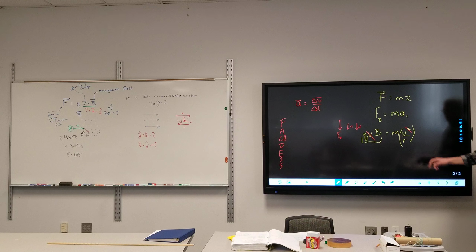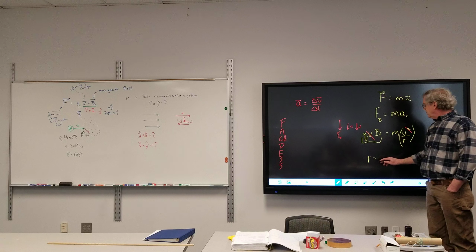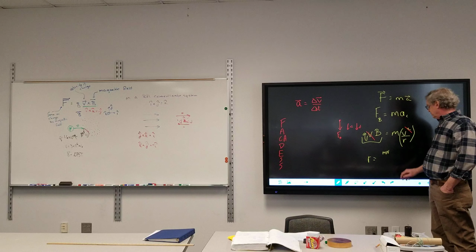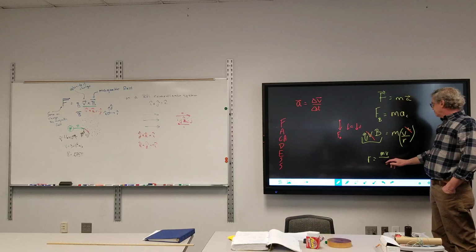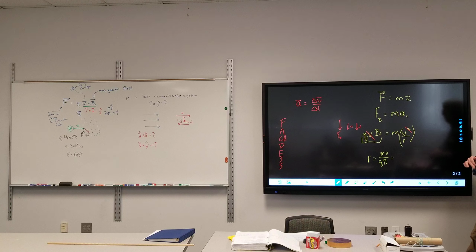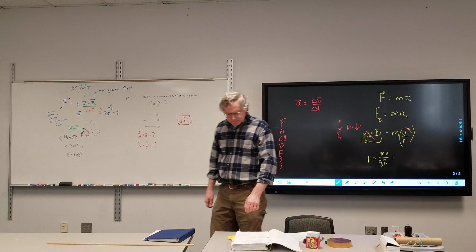Now I'm trying to find the radius of curvature, so let's solve for r. Let's see, I want r on top, so I'm left with mv over qB. And now it's a plug and chug, if we can remember what the mass of a proton is.